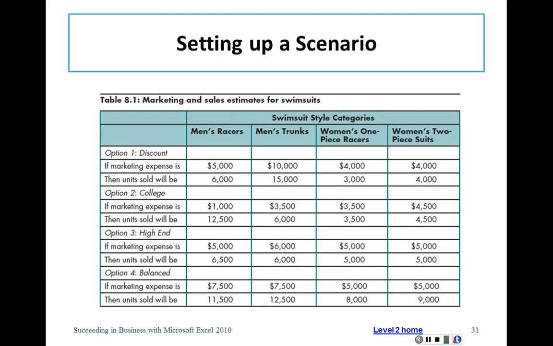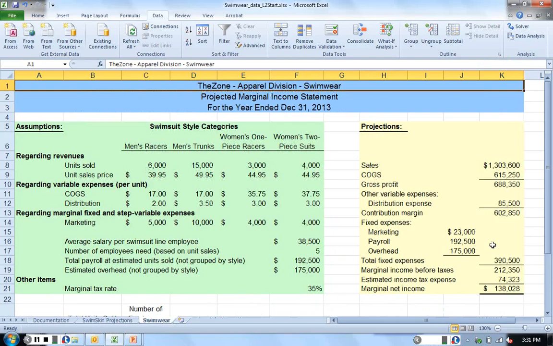So let's do marketing expenses first. $5,000, $6,000, $5,000, $5,000. All right, I'm going to create a new scenario. I'm going to go to Data, What If Analysis, Scenario Manager.